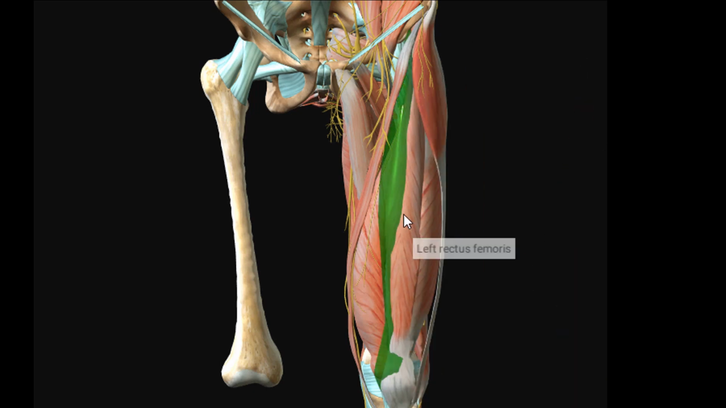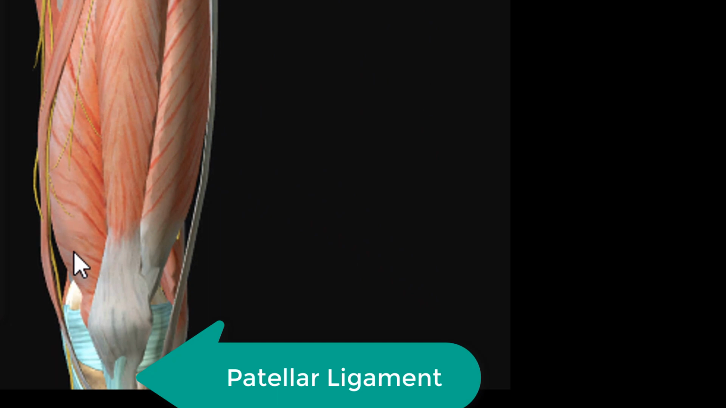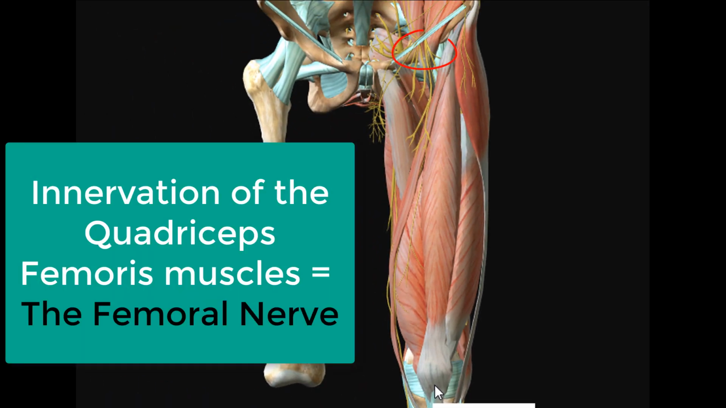And then on top is the rectus femoris. So that's probably the most important of the quadriceps muscles. It's the most powerful extensor of the knee. So it also causes flexion of the hip, unlike the other vastus muscles. So the rectus femoris inserts onto the patellar ligament along with the other three vastus muscles, and they form the quadriceps femoris group. And in terms of their nerve supply, they're all supplied by the femoral nerve.